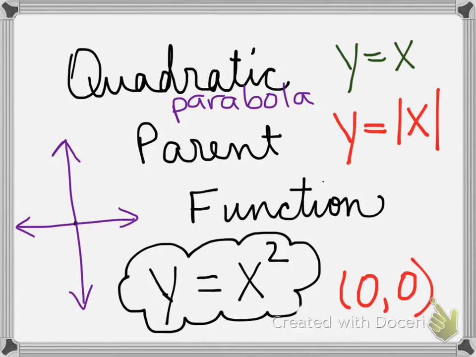That's where the vertex is, and it goes up on this side and it goes up on this side, and although it's not really clear with my picture, it does have symmetry. So if you were to fold it across the y-axis, it would have symmetry. So this is what the basic quadratic function looks like. This is y equals x squared.